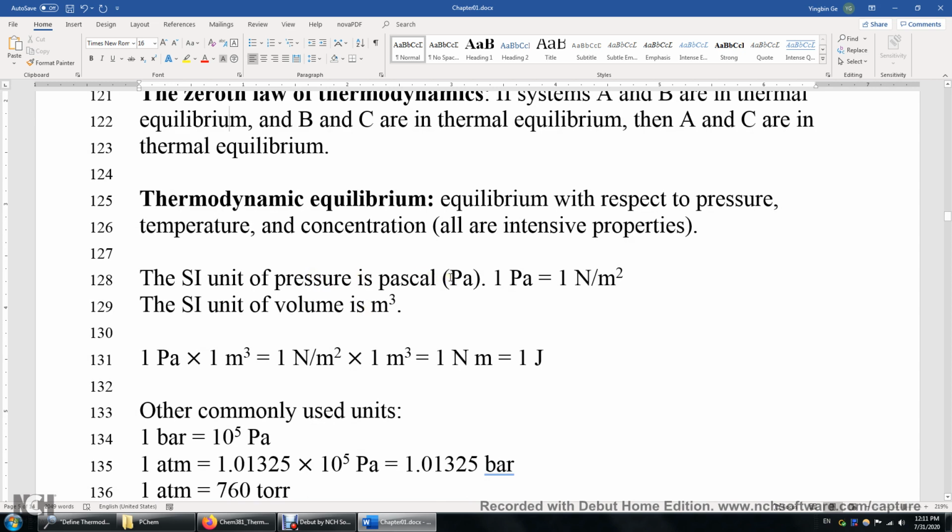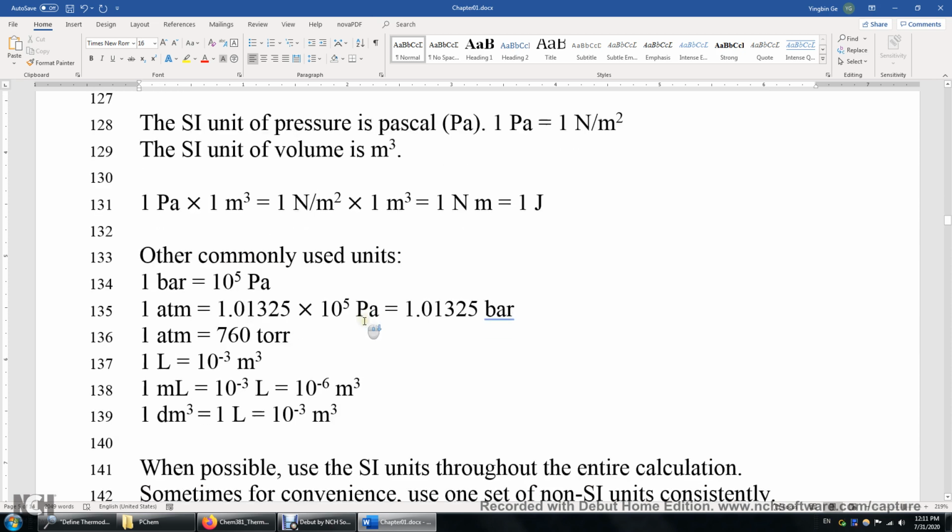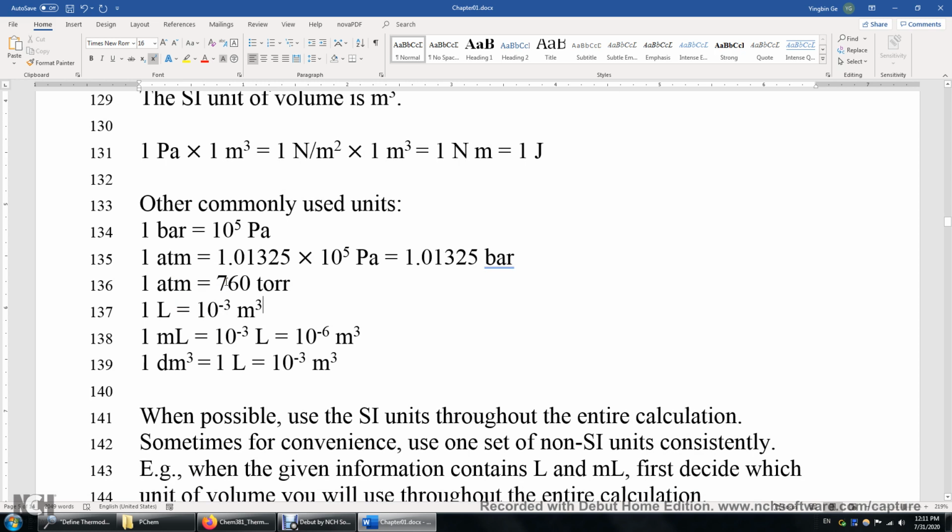Now let's look at the units of pressure and volume. The unit of pressure is the Pascal. 1 Pascal is 1 Newton over 1 square meter. The SI unit of volume is the cubic meter. And 1 Pascal times 1 cubic meter is simply 1 joule. There are some other commonly used units in thermodynamics. 1 bar is 100,000 pascals. 1 atm is slightly greater than 1 bar. It's 1.01325 bars. 1 atm is also 760 torr.